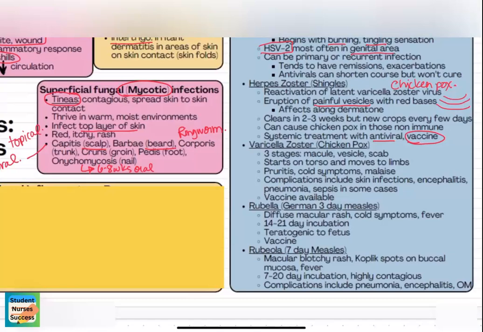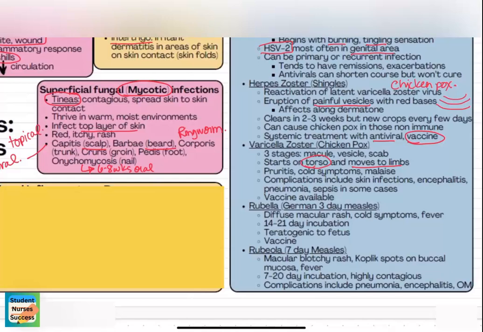Chickenpox is in 3 stages. It starts with a red macule, then it goes to a vesicle, or the little blister, a tiny fluid-filled little blister, and then those will pop and scab over. So it moves through those 3 stages. Chickenpox usually starts on the torso and then moves out toward the limbs. So you'll start to notice it on maybe their back or their belly.